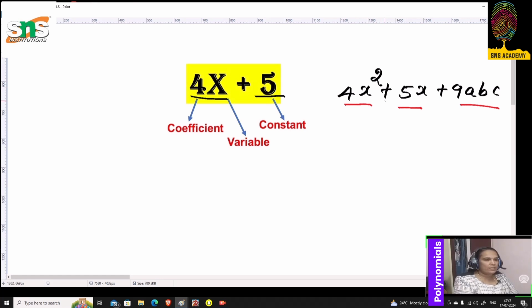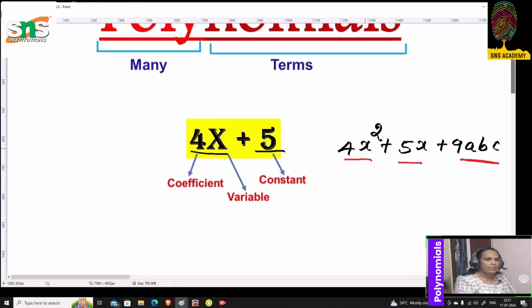When you check the first term, it has x square as a variable, the second term has x as a variable, and the third term has a, b, c. So the polynomial has variables and also terms. The numbers standing along with the variable we call the coefficients. In this example, the number standing along with x square is 4. So 4 is the coefficient of x square.